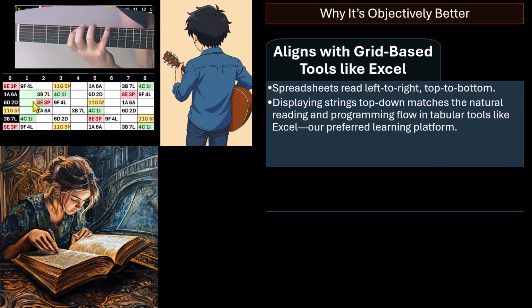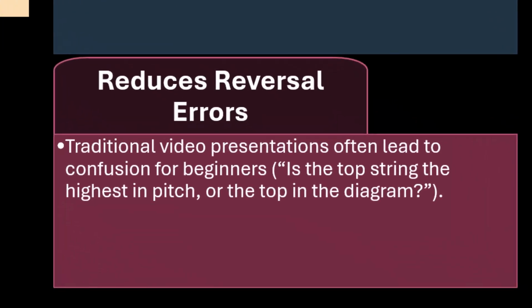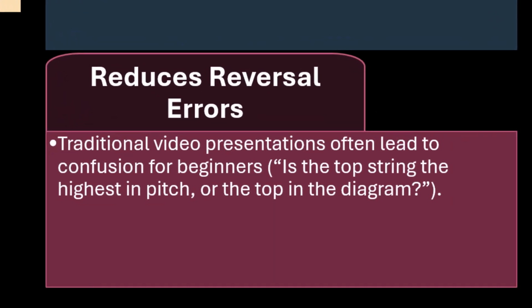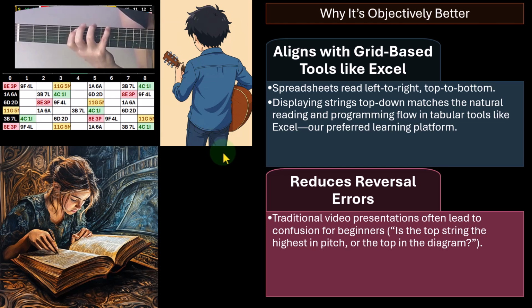So obviously we usually read top down, left to right. So it would be nice to have it in that directionality. It reduces reversal errors. Traditional video presentations often lead to confusion for beginners. Is the top string the highest pitch, or the top in the diagram?